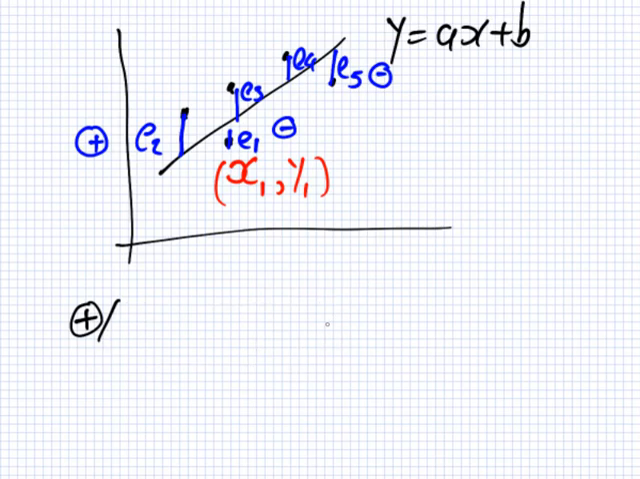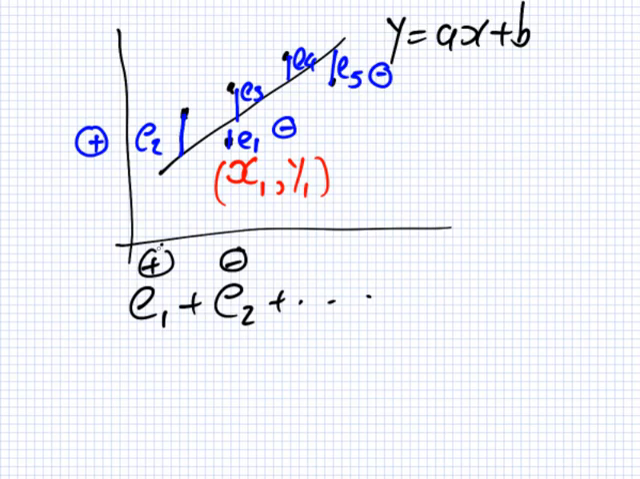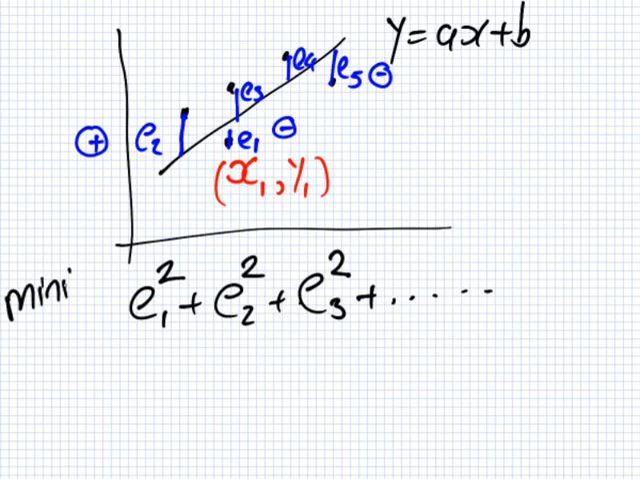So rather than looking at this, the problem is some of these could be positive and some could be negative, and maybe they cancel. Instead, we'll look at this. So they're all positive, as an example. So you want to make this a minimum. And in the exam, they sometimes ask you to explain how to find this line. And you can explain it like this.